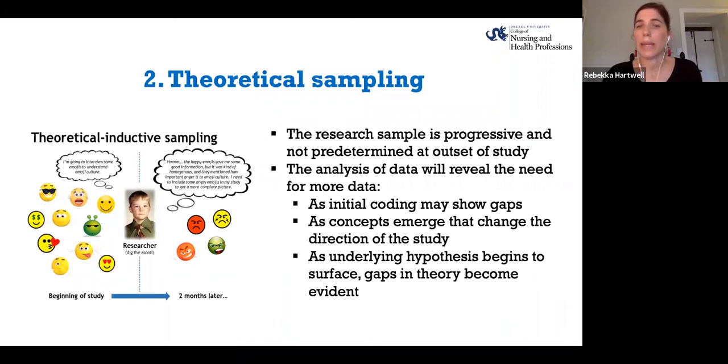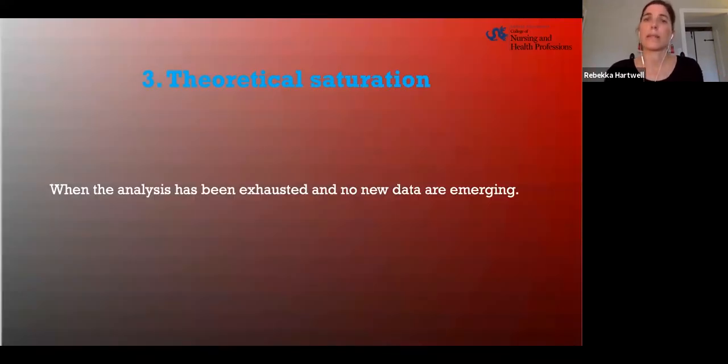This could also happen later on as concepts emerge that might change the direction of the study, so to confirm that, you may want to recruit more participants. And even towards the end, as the hypothesis begins to form, maybe there are gaps that become evident and it's not really clear yet. So that might be another time to recruit more participants. They are gathered and recruited until theoretical saturation happens. Saturation happens when the analysis has been exhausted and no new data are emerging.